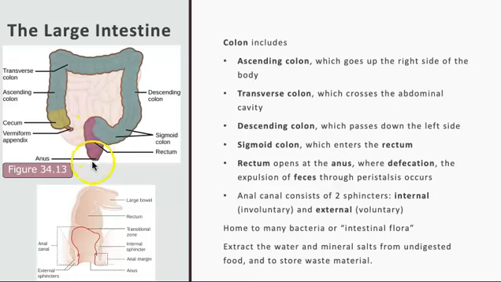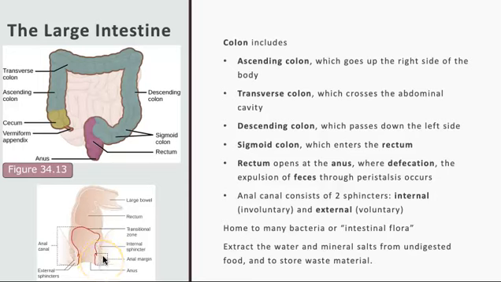The rectum will open up at the anus, where defecation of that feces will pass through using our process of peristalsis. Now, our anal canal consists of two different sphincters. We have one that is known as our internal sphincter. You could see it pictured over here. It's the muscle within the wall here, and it is going to be involuntary, whereas our external anal sphincter out here is voluntary because it's made up of skeletal muscle.